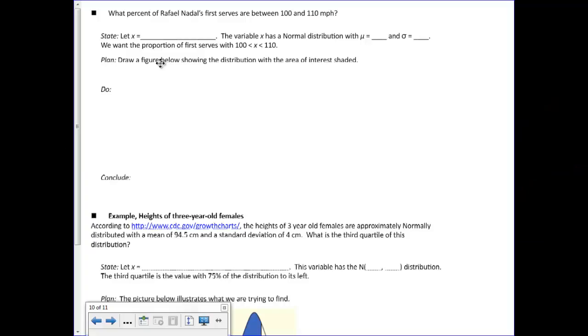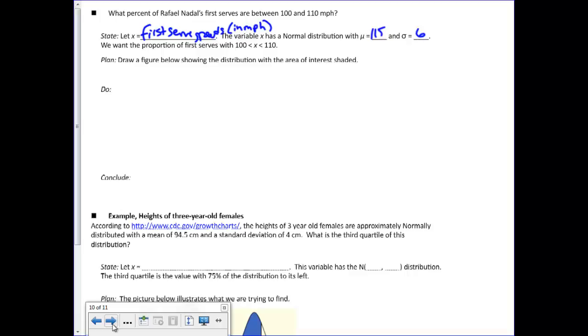What percent of Rafael Nadal's first serves are between 100 and 110 miles per hour? What's X? The first serve speeds in miles per hour. The variable X has a normal distribution with mean and standard deviation. That was on this last example. The mean was 115 and standard deviation is 6. We're interested in what's between 100 and 110.